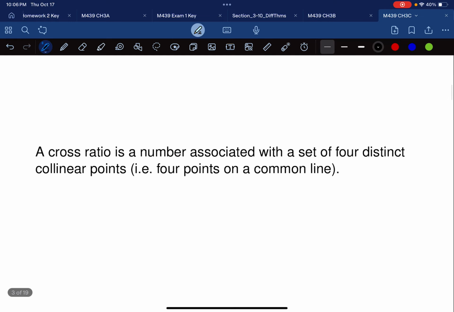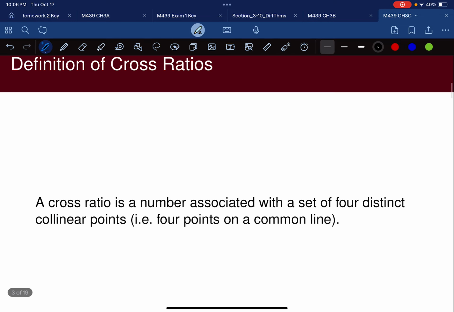So what is a cross ratio? First of all, just to give you a sense of what it is, a cross ratio is a number that's associated with a set of 4 distinct collinear points. That is, 4 points on a common line. So one way you can think of it is it's a way to characterize how far apart or close together 4 collinear points are without appealing to any metric system. In other words, without using a ruler.